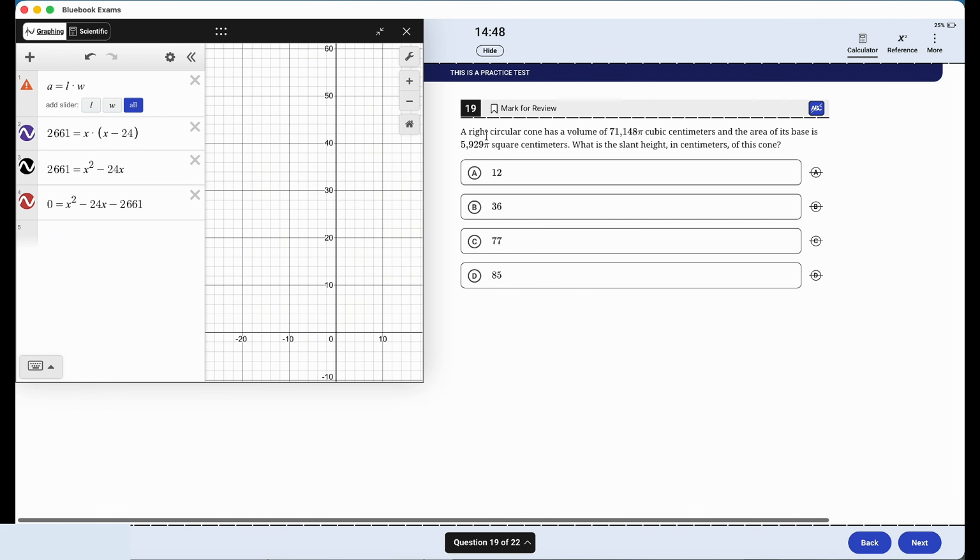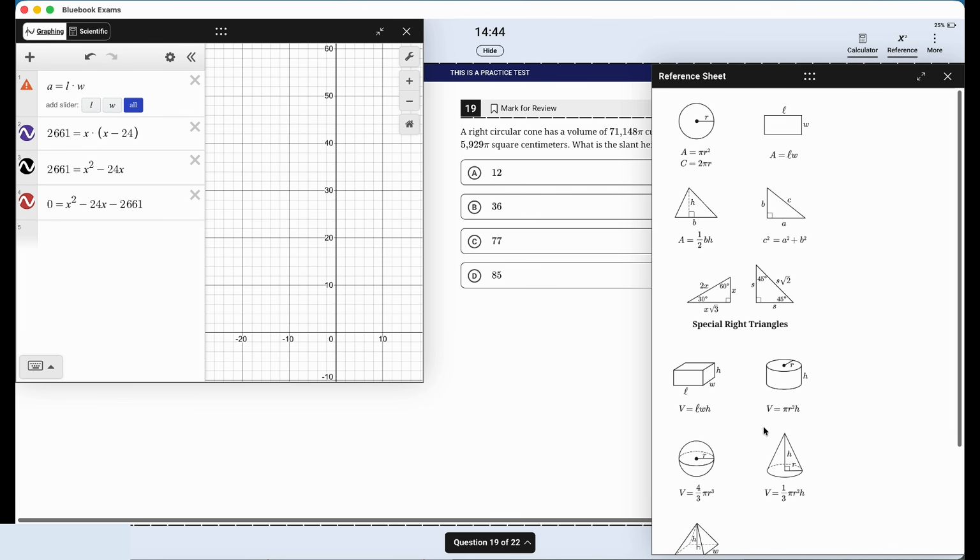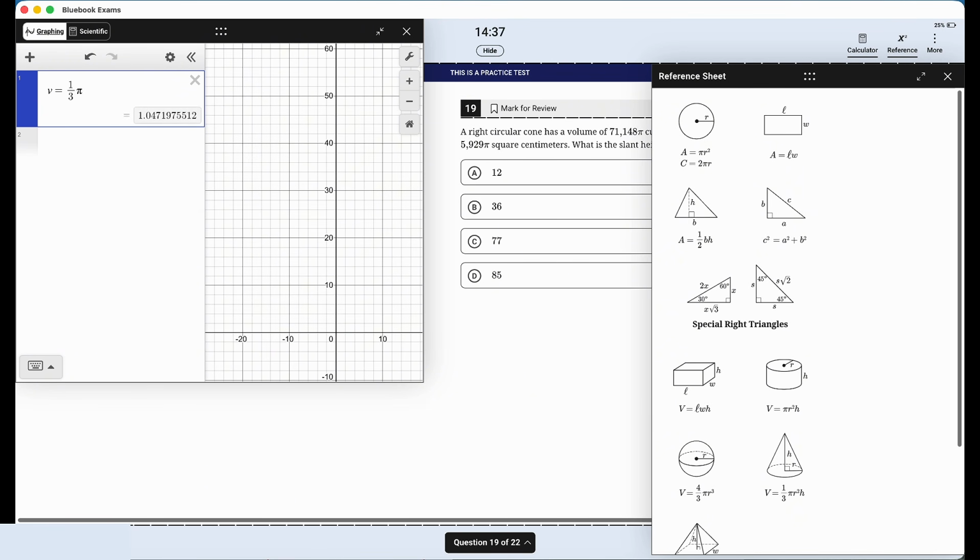All right. Next one, right circular cone. So here's our formula sheet becoming useful again. Here's our cone down here. Just going to throw that formula in there. V equals 1/3 pi r squared h, right? And it tells us the volume. It tells us it's 71,148 pi, right? So I'll plug that in for V.